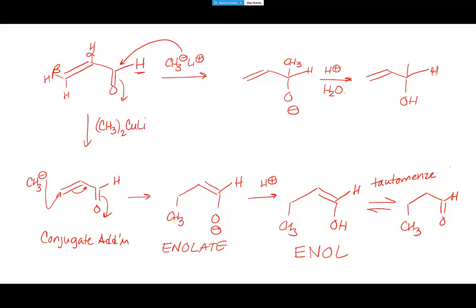Cuprates are less reactive, and so they add to the beta carbon. And so basically, instead of alkylating the carbonyl, they alkylate the beta carbon so that you end up adding the alkyl group there. And that is different than directly alkylating or directly adding to the carbonyl.